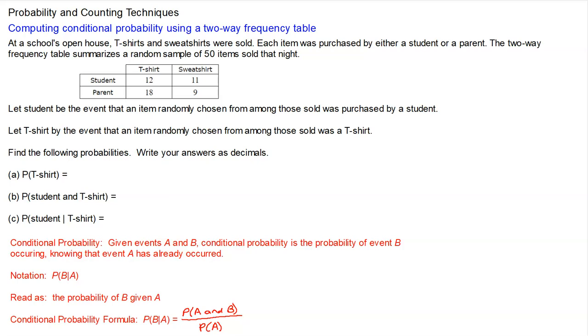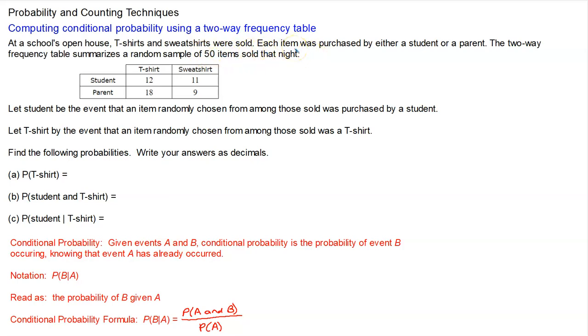In this video, we'll take a look at computing conditional probability using a two-way frequency table. And this is from the module on probability and counting techniques. So at a school's open house, t-shirts and sweatshirts were sold. Each item was purchased by either a student or a parent. The two-way frequency table summarizes a random sample of 50 items sold that night.